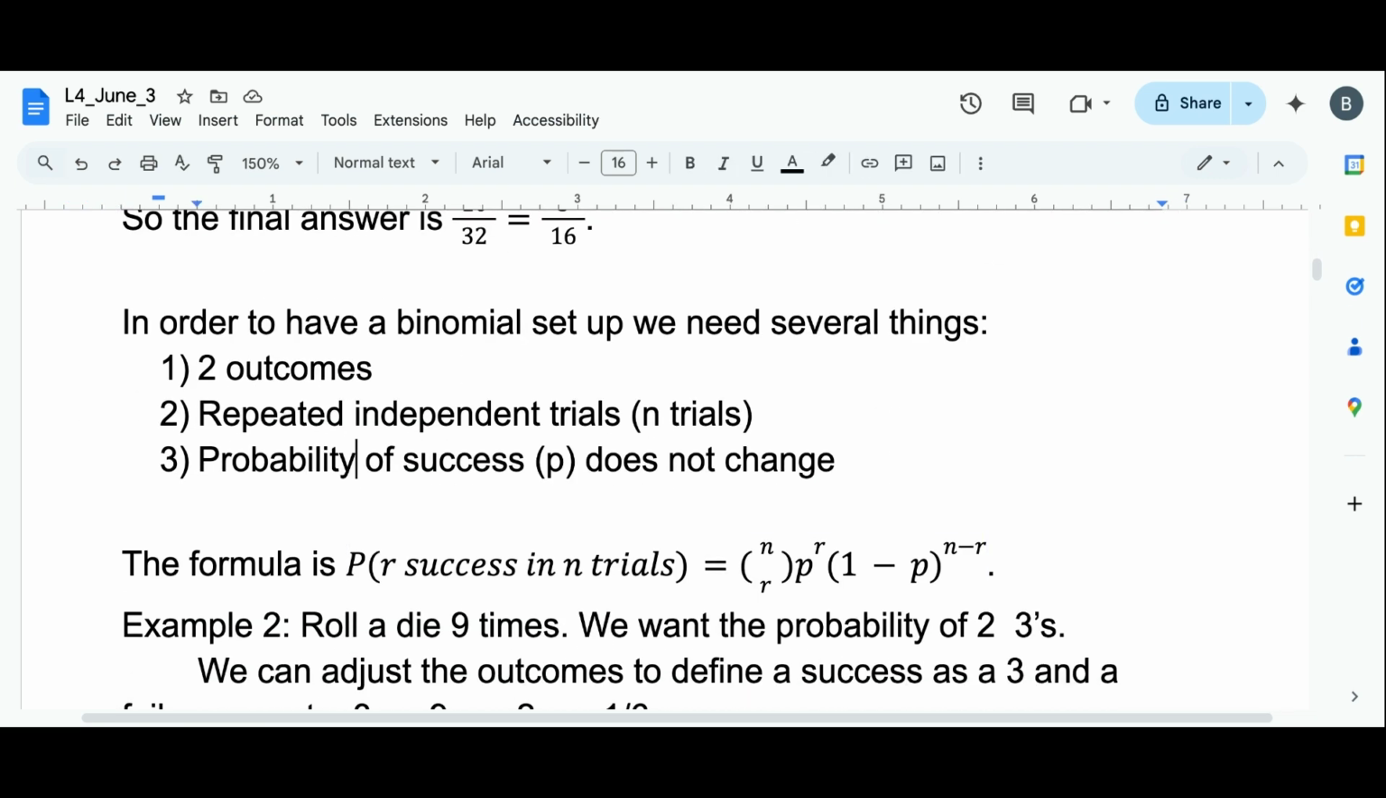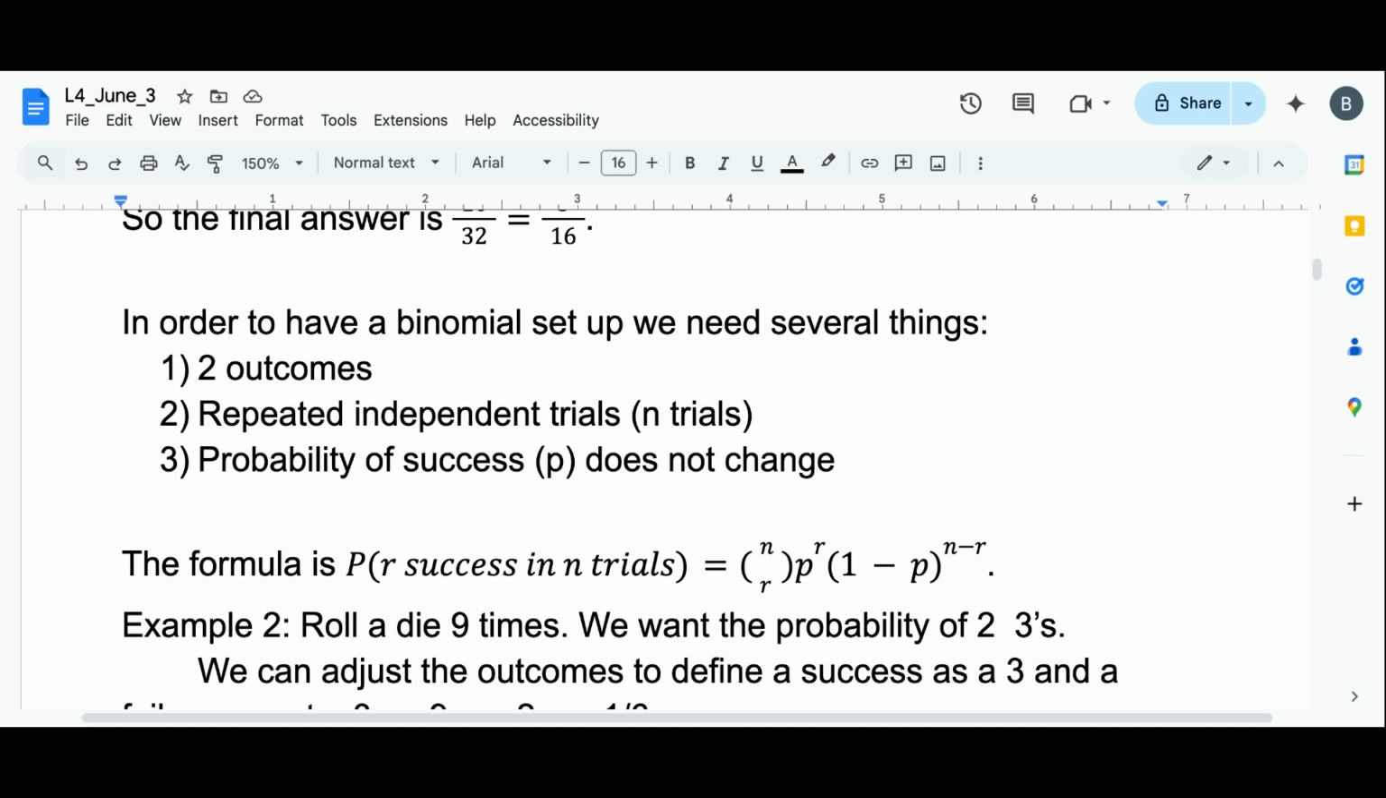So the formula here, this should look a little familiar, like the binomial theorem. The formula here for r successes in n trials is n choose r times p to the r times 1 minus p to the n minus r. n is the number of trials, r is the number of successes, p is the probability of a success in a single trial.